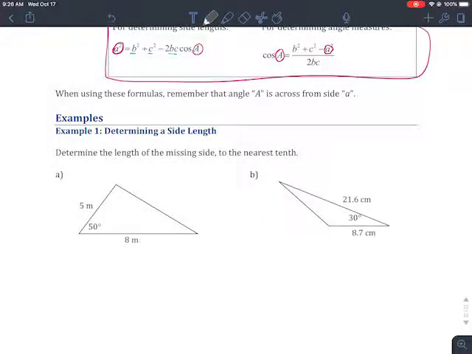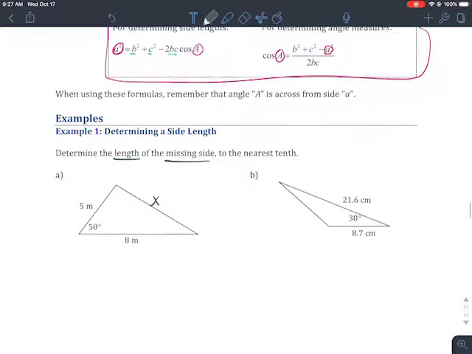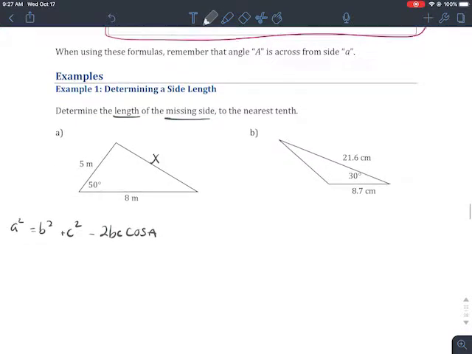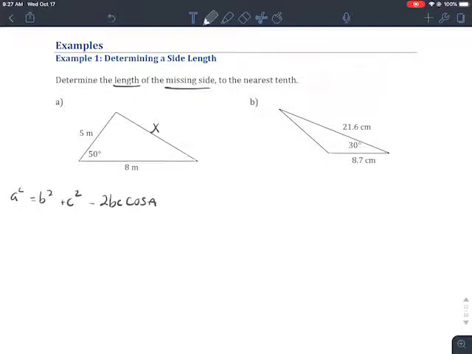Okay, we're going to do a bunch of examples, and hopefully they help illustrate this point. So in the very first example, we are asked to determine the length of the missing side to the nearest tenth. So what I'm trying to find is x in this case, the missing side of that triangle. Now we had a formula for determining side lengths, and it told me a squared is equal to b squared plus c squared minus 2bc cos a. So we're going to go ahead and fill in this formula with all of the information that we have.